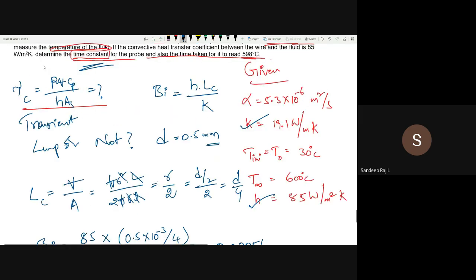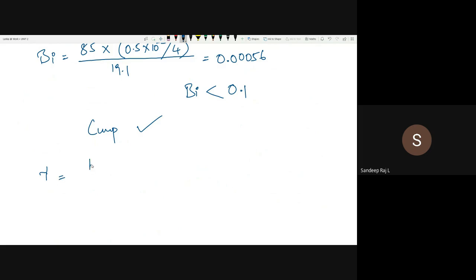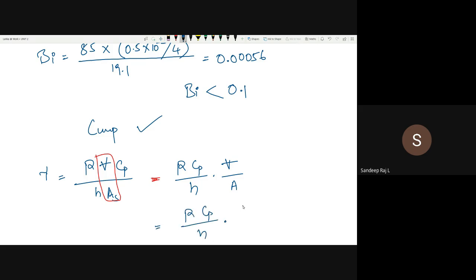So what you're actually trying to find out is the time constant, rho V Cp by hA. For that, we are finding out the rho V Cp by hA value. Now, just now, we have found out what is the V by A value. I can write this as rho Cp by h into V by A. V by A value just now found out is D by 4. So this is equal to rho Cp by h into D by 4.